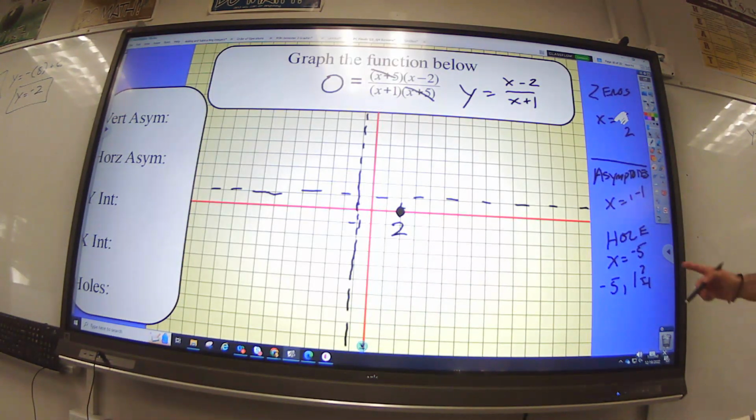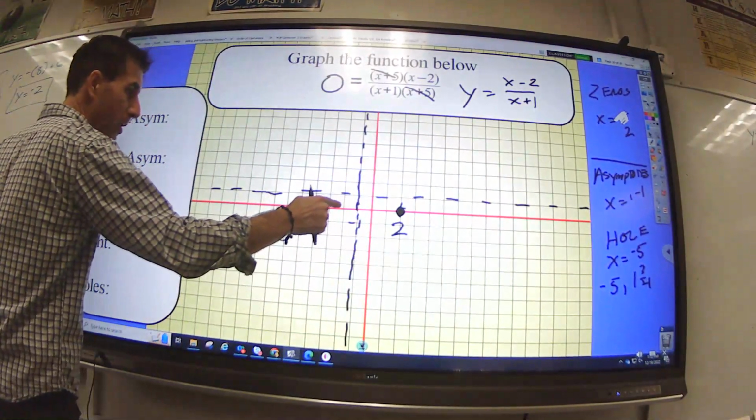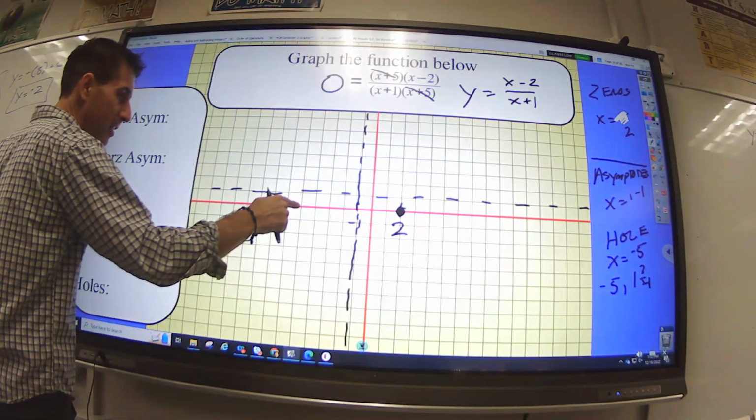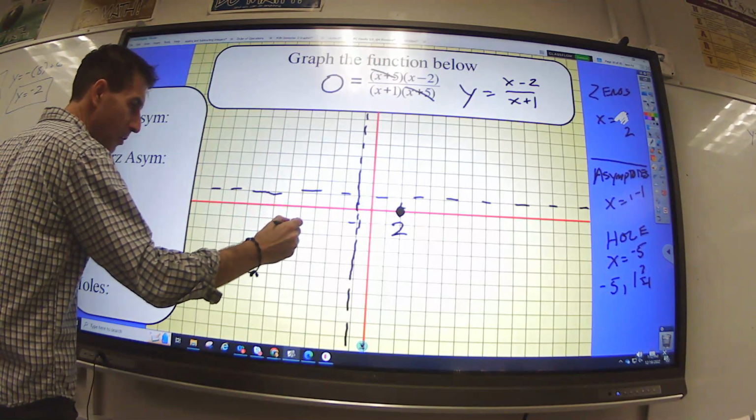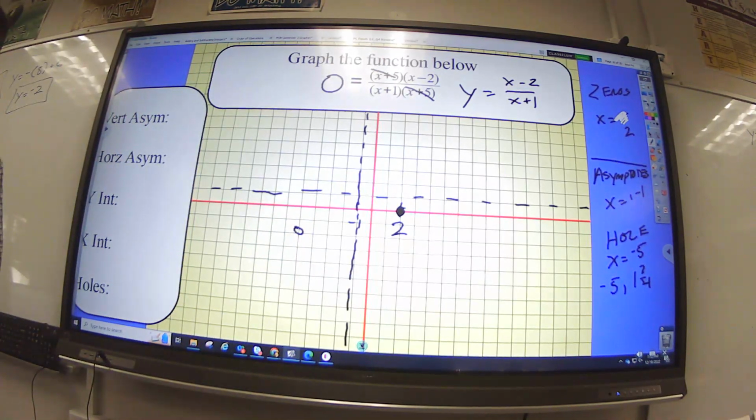Now, I got a hole at what? -5 and 1 3/4. So down 1 and more than a half, right? So negative 1, 2, 3, 4, 5, and down 1 3/4. Let's draw a hole. It doesn't have to be exact. Are you guys cool? Ready to graph it?